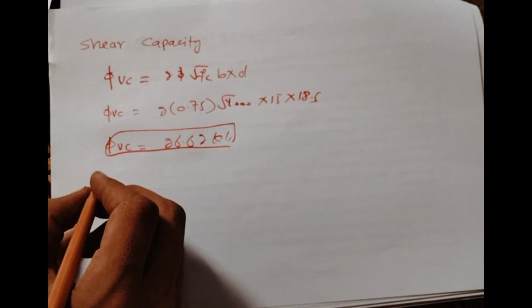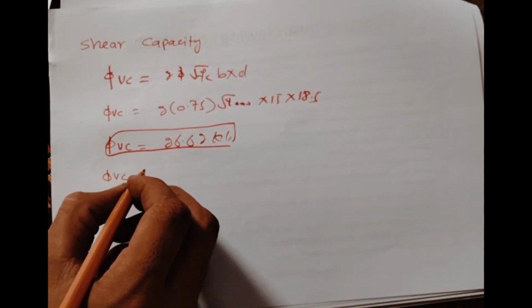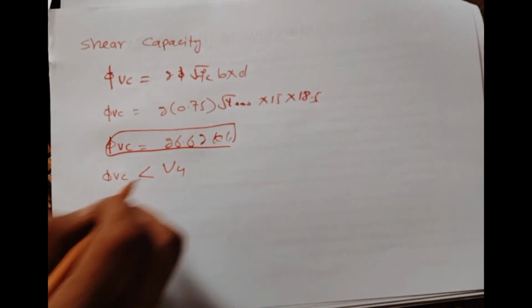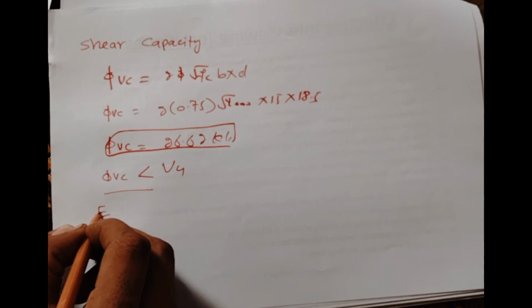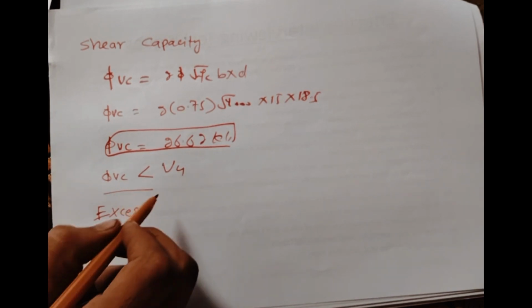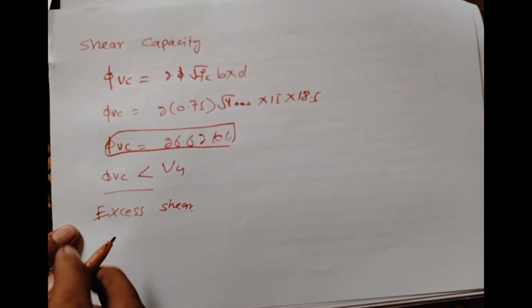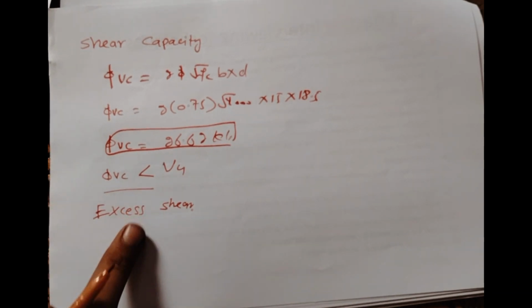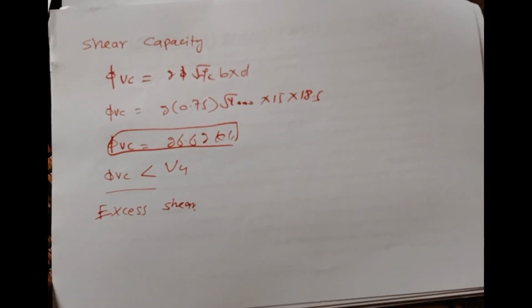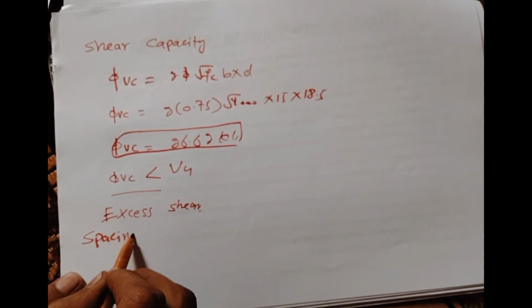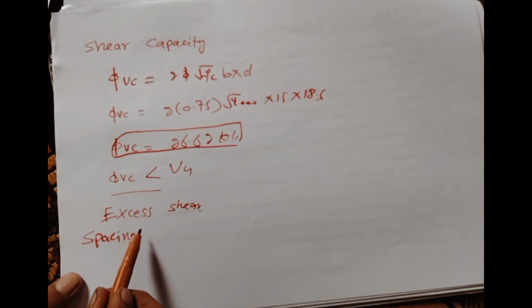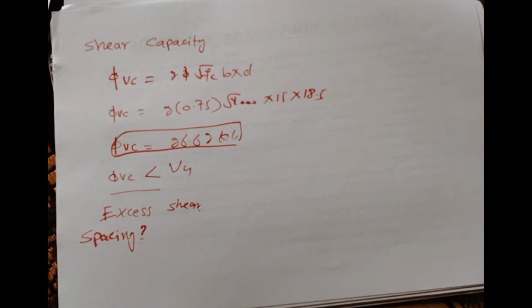Now we will use the excess shear formula. As the shear capacity is less than the shear demand, excess shear will be produced in this specific beam. For this beam, we will design stirrups to resist the excess shear. Now we will find the spacing for the stirrups, that is, at what distance we will provide the stirrups to resist the excess shear.